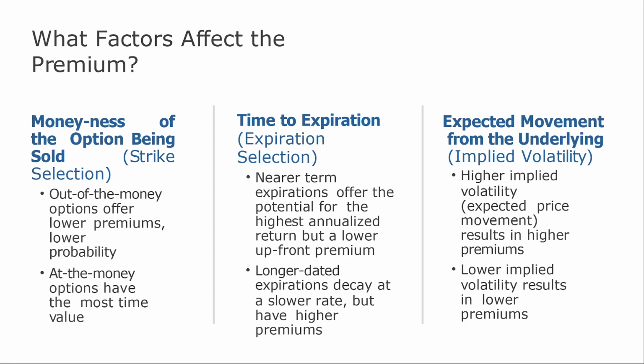And the expected movement from the underlying, in this case the implied volatility. Don't worry, we are going to speak about this one in the next lesson as well, and also in the advanced one in full detail, because it's the most important factor that we have in options. A higher implied volatility is going to give us bigger prices for the premiums, while a lower implied volatility is going to give us lower values for the premiums.